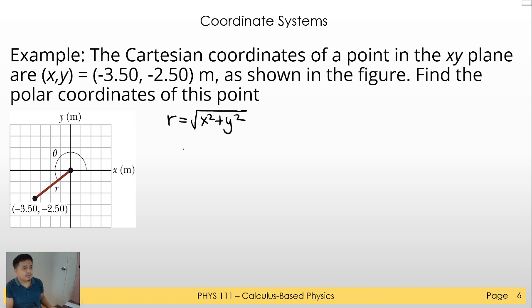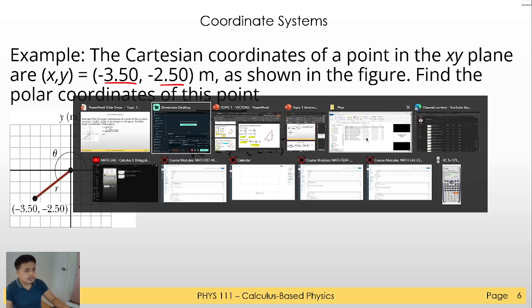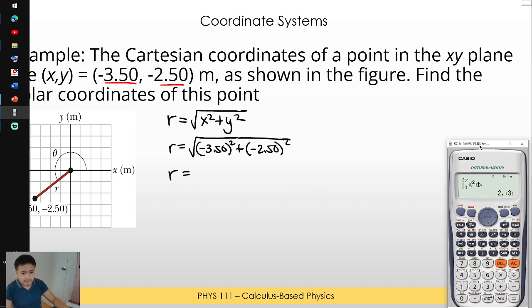So we have a given coordinate system x and y. So this is equal to negative 3.5, and then outside, this is the square. And then we have negative 2.5, outside is the square. So therefore, r is equal to, use your calculators, we have here the square root of 3.5, or negative 3.5 to be exact. You can actually omit the negative sign if you're going to square, since it will just cancel out.